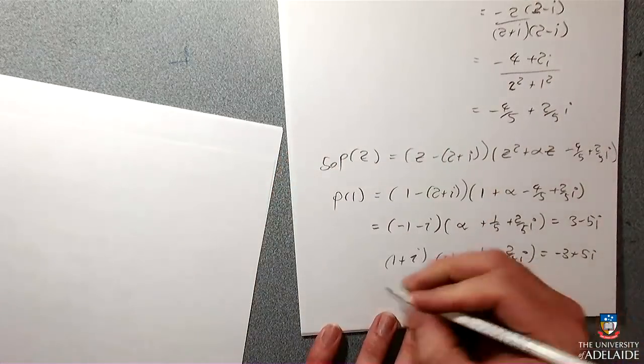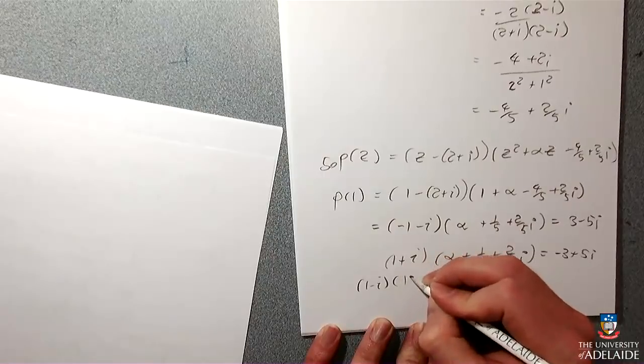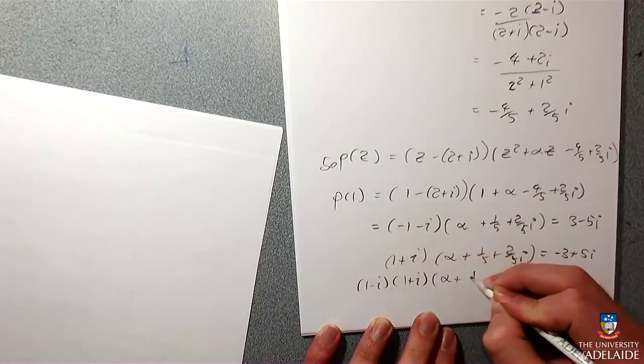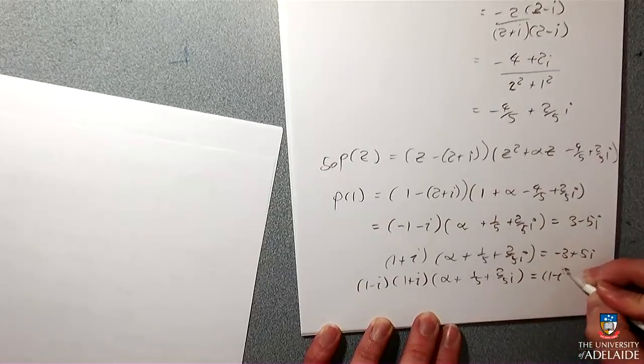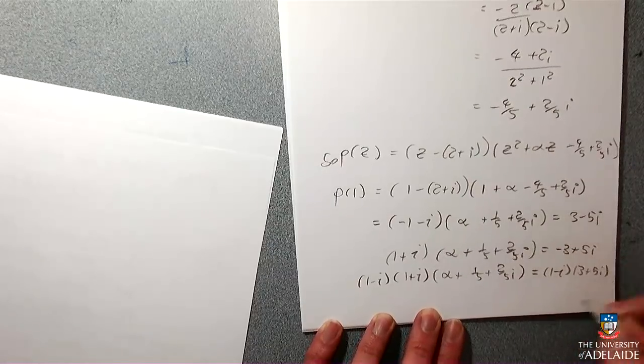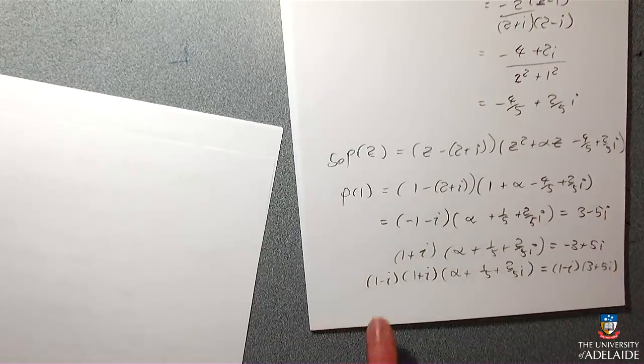So if I multiply both sides by 1 minus i, this is so not a question I would expect them to do in an exam. So that's 2.